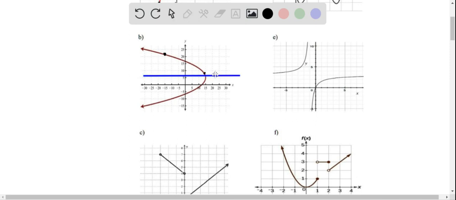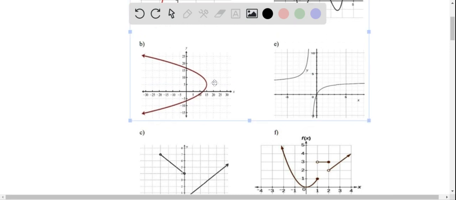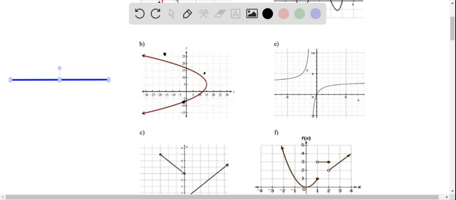And I move it down like this. Once again, it intersects at exactly one point. So we can see that it also passes the horizontal line test, so the graph given in part B also represents a one-to-one function.